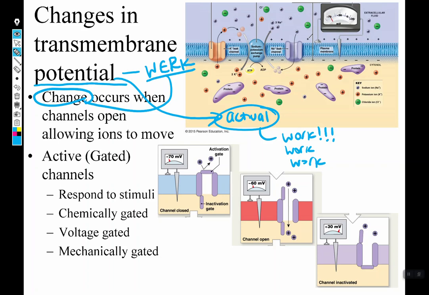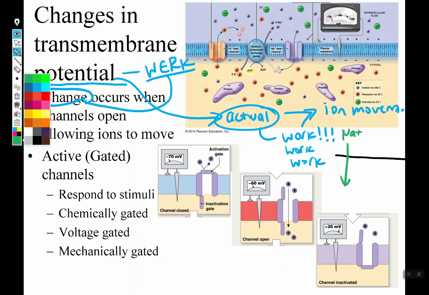So in the case of an electrochemical potential across a membrane, what that actual work looks like is ion movement. And specifically ion movement across the membrane down their concentration gradient. So in a neuron, what that means is we've got sodium going into the cell and/or potassium going out of the cell. So they're falling down their concentration gradients.